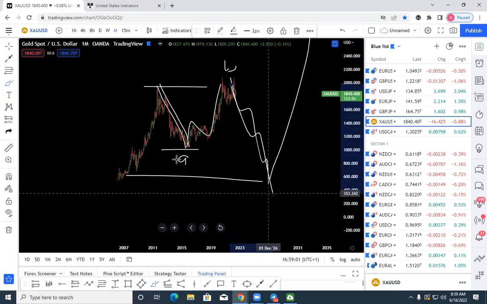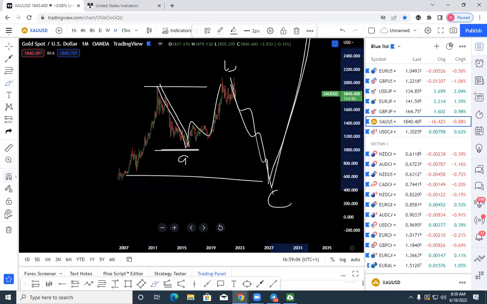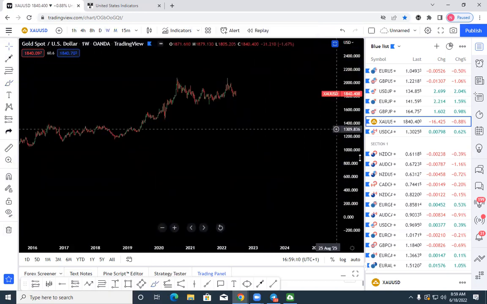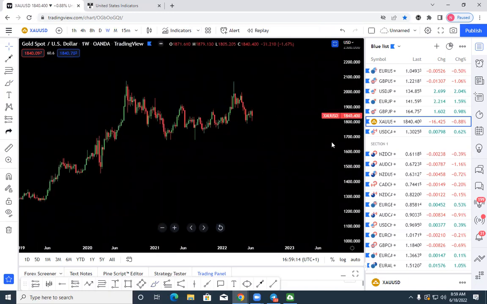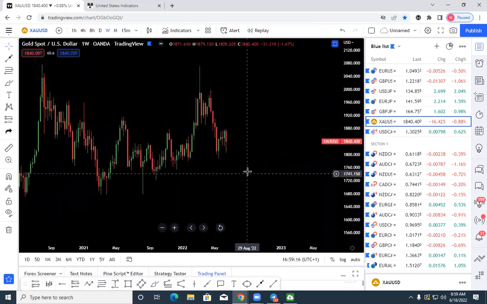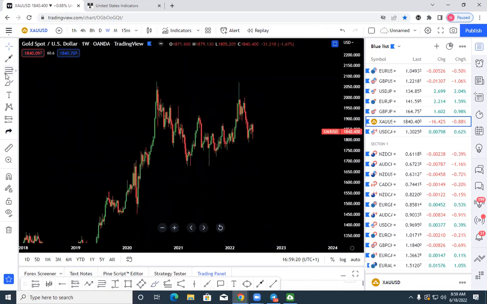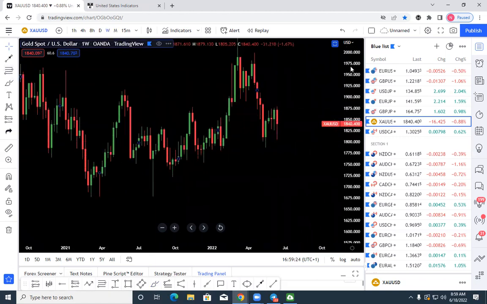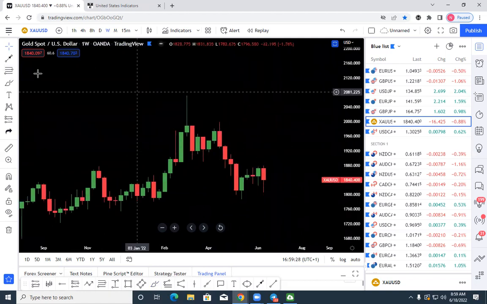So this wave C is expected to break this low, and after that, we resume a move to the upside. That's the monthly time frame. Since we are looking for sell, because we are right here at the top, we are not going to take any buy opportunity. So right now, we are looking for sell, and we already have our impulse in the weekly time frame, guys. We already have our impulse.